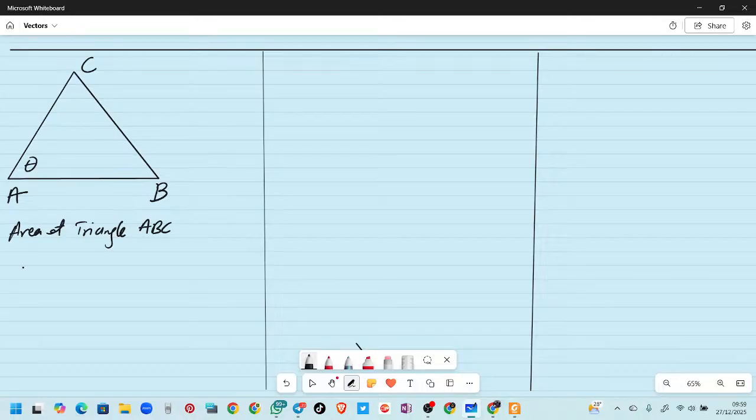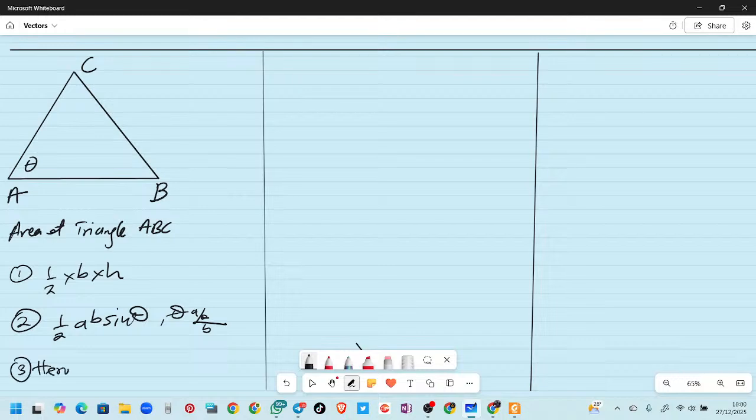There are three formulas of triangles. The first one is half times base times height. The second one is half AB sine theta, where theta lies in between A and B. So A and B, and the theta lies in between them. And the third one is Heron's formula.